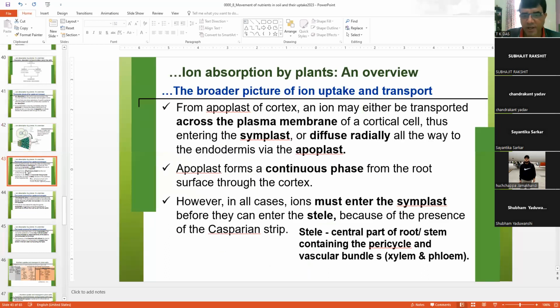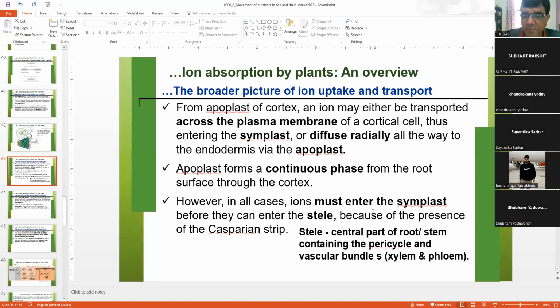So broadly, from the apoplast of the cortex, an ion may either be transported across the plasma membrane of a cortical cell, thus entering the symplast, or diffuse radially all the way to the endodermis via the apoplast. Just now you have seen. Apoplast forms a continuous phase from the root surface through the cortex. So it is a continuous phase, you have seen.